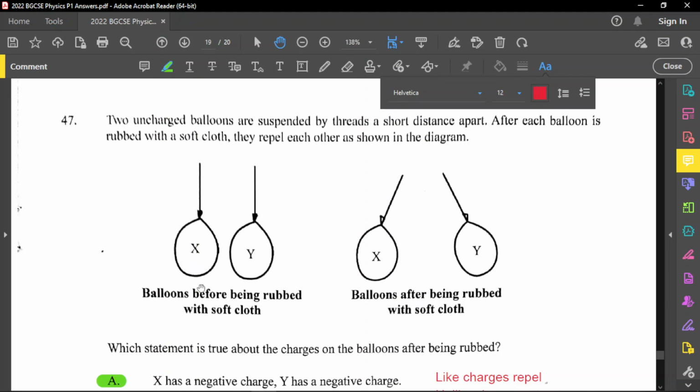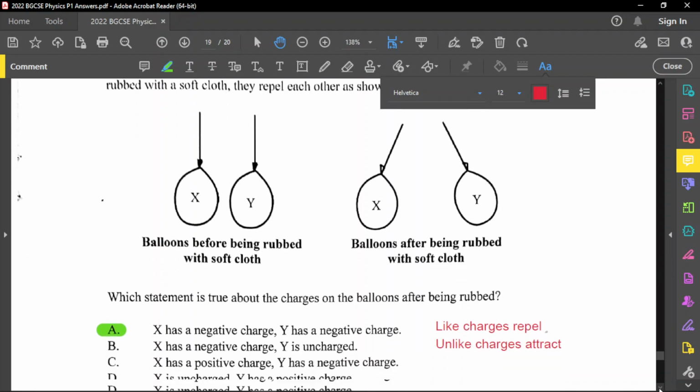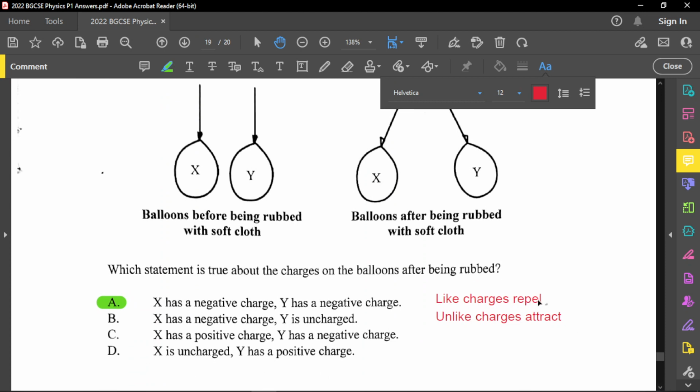These are the uncharged ones. They're really close to each other, but as soon as you rub them, they start to repel. Just to make a note right here, which statement is true about the changes of the balloons after being rubbed? For them to repel, note that like charges repel, so they must be the same charge, and unlike charges will attract. Therefore, A is correct because both of them will be negative.